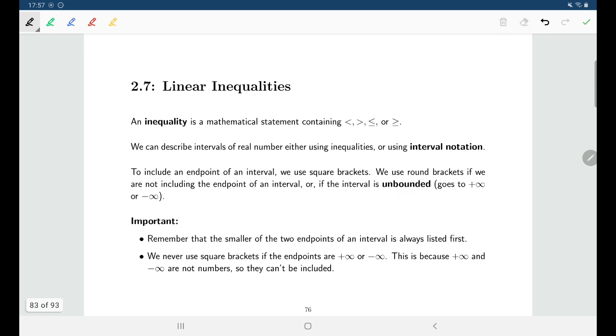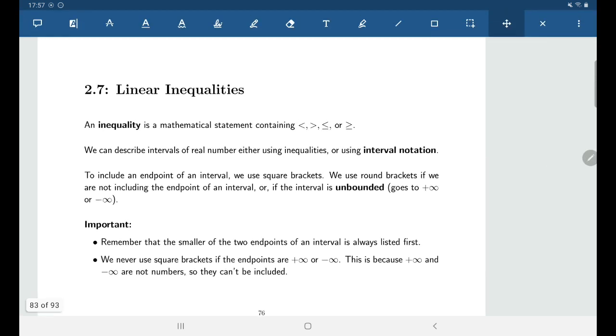The reason for that is, of course, because infinity is not a number. It's a concept of limitlessness. And so it can't be included. We can only include numbers. That would be the only time in which we would use square brackets.